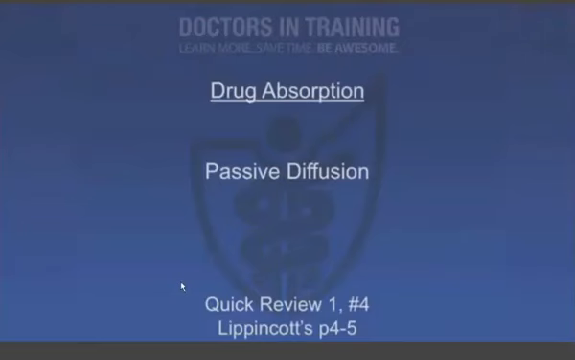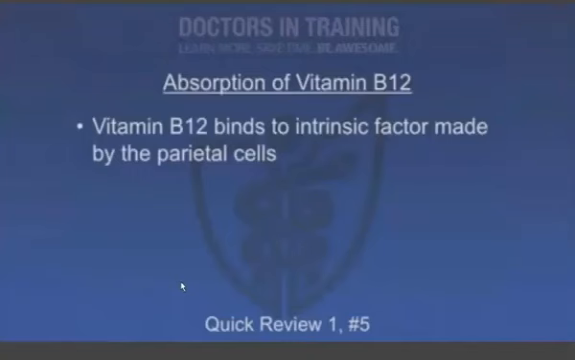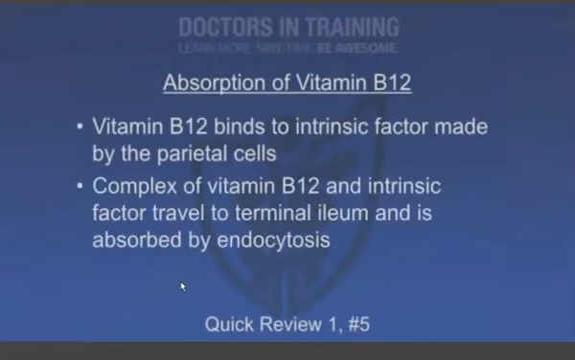Number 4. How are most drugs absorbed from the GI tract? This is by passive diffusion. Number 5, briefly describe how B12 is absorbed by the body if administered orally. So the absorption of B12 is important to know for a lot of your standardized tests going through your medical professional training. So just the quick overview is B12, you swallow it, goes to your stomach, and in your stomach vitamin B12 binds to intrinsic factor, which is made by parietal cells. This complex of vitamin B12 plus intrinsic factor then travels through your gut all the way to the terminal ileum.